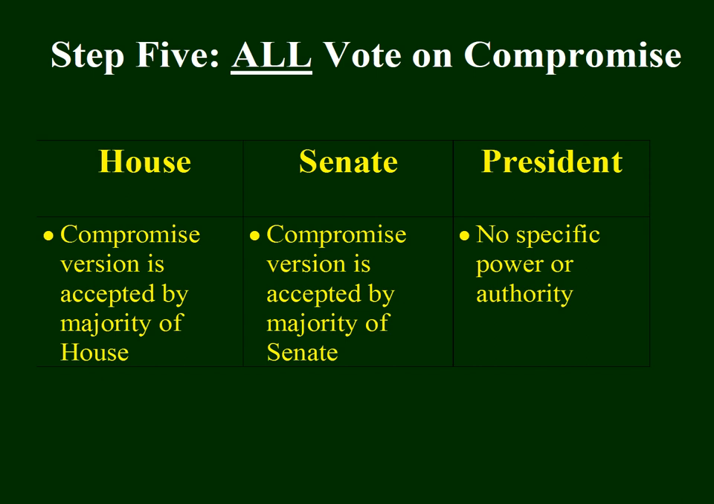Step number 5 allows all of the members of the House of Representatives and all of the members of the Senate the opportunity to vote in favor of or to reject the compromise version that had been developed by the conference committee. Once again, the president has no specific power or authority in step number 5. As long as there's a majority vote in support of the proposal at this point, finally we get to go to step number 6, which is the last step.